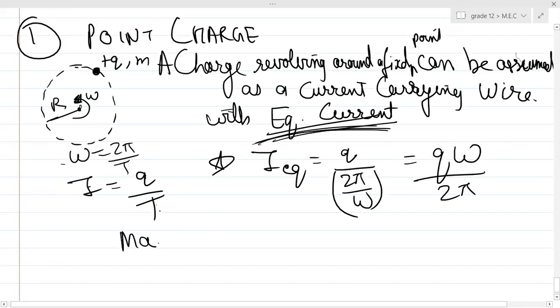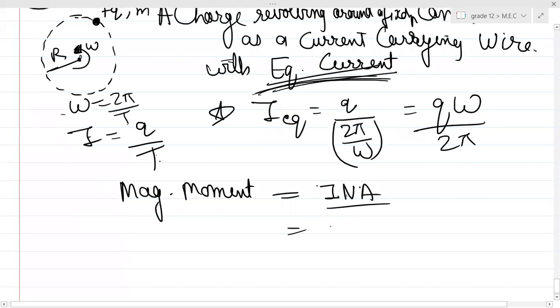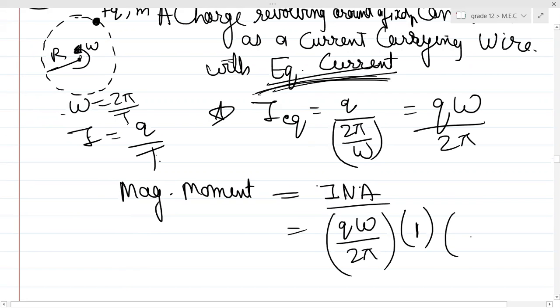Now, can you calculate the magnetic moment? The magnetic moment will be equal to I multiplied by N multiplied by A. The number of turns is one, since here there is only one single charge. The current carrying loop we are talking about is a single turn loop. So the current will be Q omega upon 2 pi, N will be considered as 1 and area will be pi r square. Pi cancels pi, leaving half. Can you see, 1 by 2 Q omega r square? Yes or no?